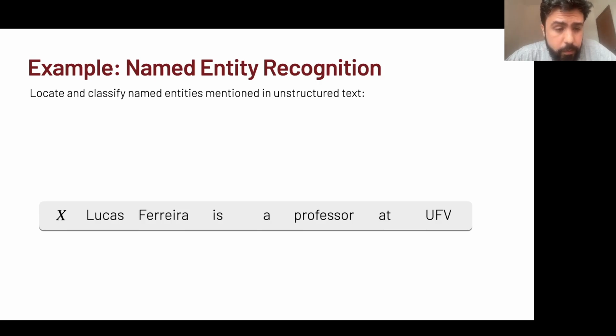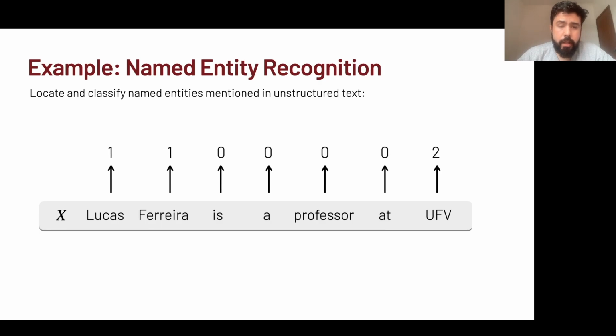unstructured text. So we might have an input X here, which is a sentence: Lucas Ferreira is a professor at UFV, right? And I want to output also a sequence of numbers, where 1 represents professor, 0 represents just general or ordinary text, and 2 represents an institution. So I'm just trying to find out which words are professors and which words are institutions. We could have this problem framed in a very different way with different categories, but here it is just 2 or 3 because we have this ordinary text, which is 0.